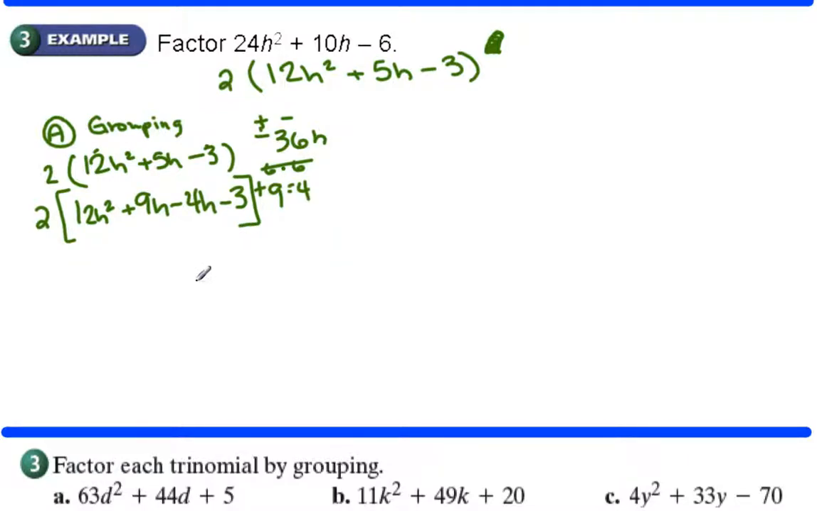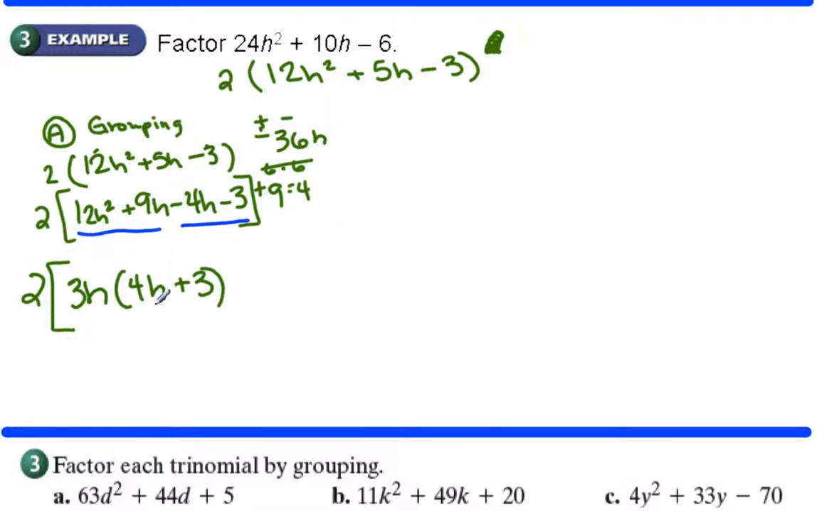Okay, we need to group up these two and we need to group up these two. So we have 2 times, what does 12h squared and 9h have in common? Well, they both have a 3 and they both have an h. So 3h. 4h plus 3. All right, what about negative 4h and negative 3?